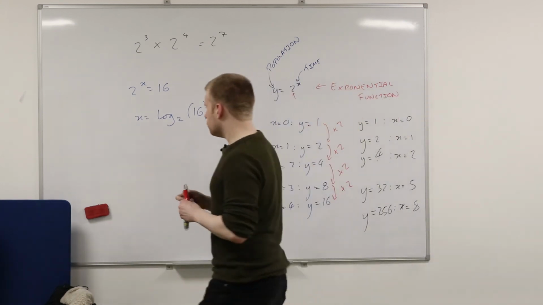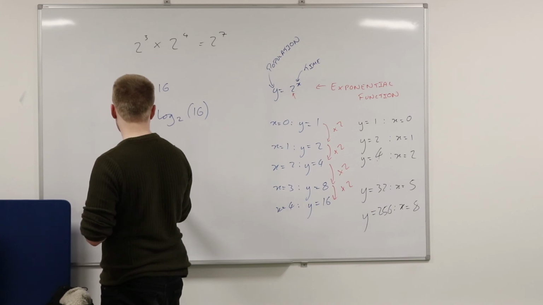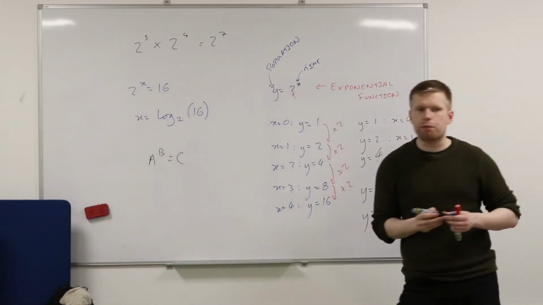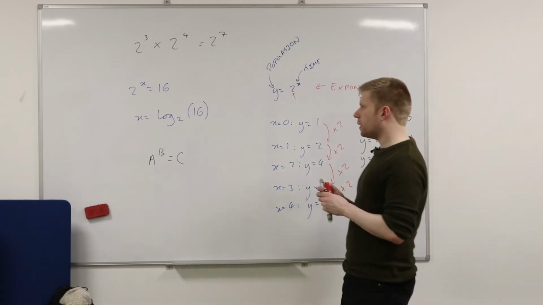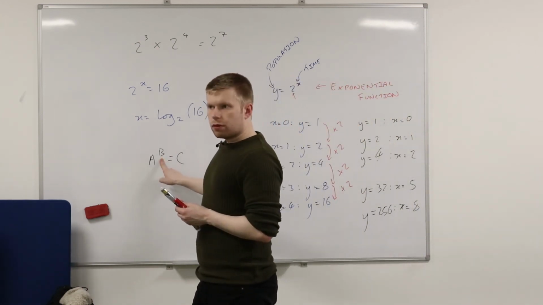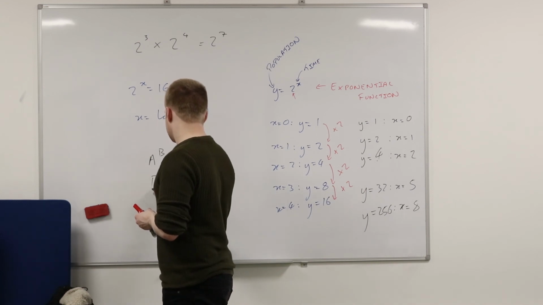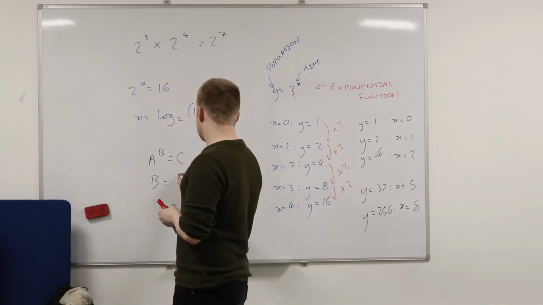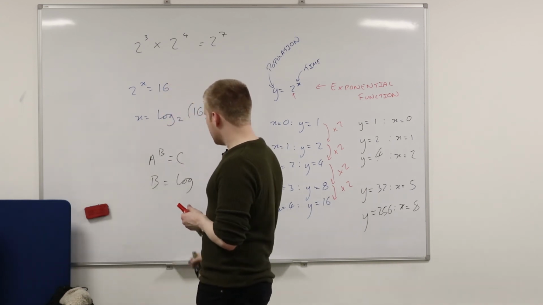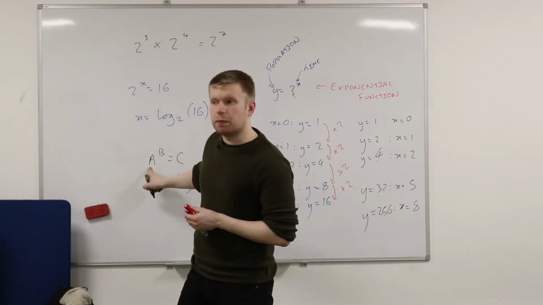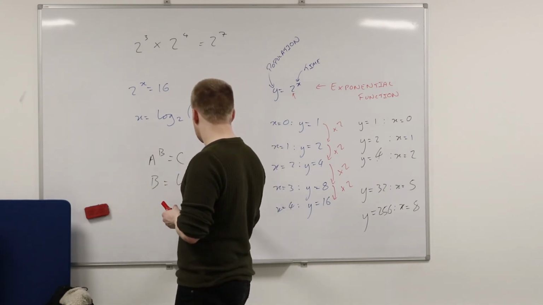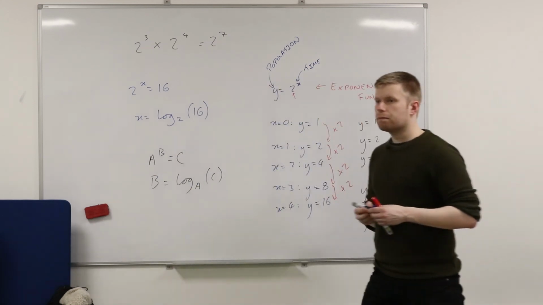So in general, if I give you something like this, a to the power of b equals c. Good. So the b is the subject. I want to rewrite it as a logarithm. Well, the thing which I'm multiplying by has to be the base. So it goes down here, of c, like that. Is that okay?